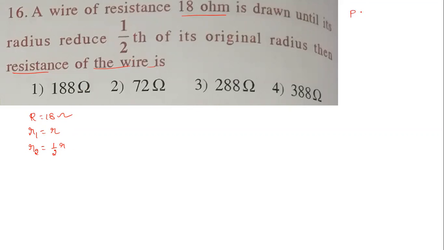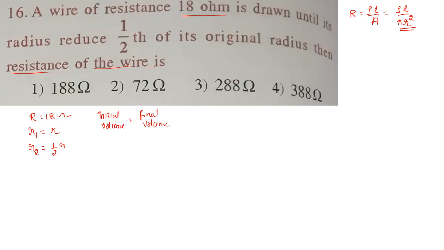We have the formula for resistance: R equals rho L by A, where A is the area, so rho L by pi R square. The key point here is that volume remains constant. Since volume remains constant, I can take the initial volume equal to the final volume.